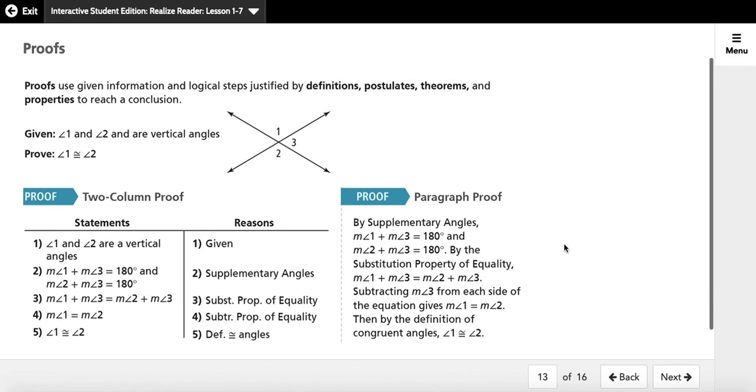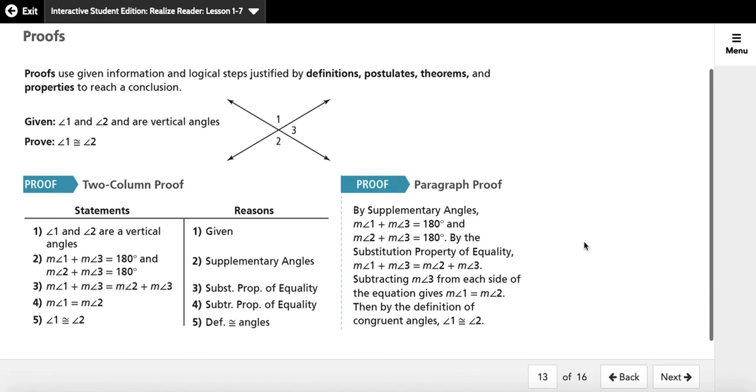So here's an overview of this whole section, where they have an example of a 2-column proof and an example of a paragraph proof. It's important that you know the difference between each one. You don't want to always do 2-column proofs. You don't always want to do paragraph proofs.